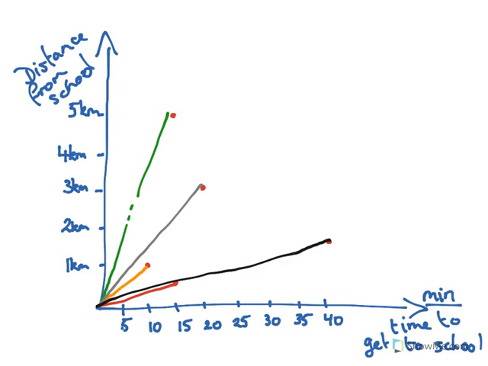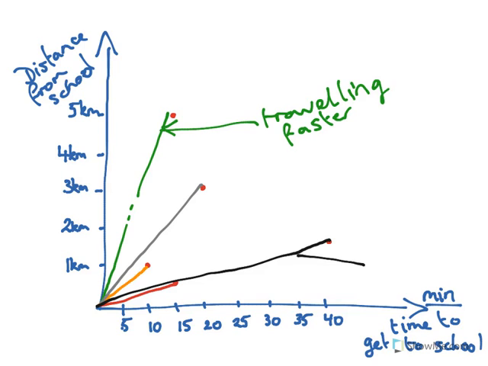So just by looking at this graph, I can see automatically that this person is travelling faster because he has the steepest line. So he's travelling faster. The person that's travelling slowest is the one with the least steep line, and that is the black line here. So he is travelling slower.